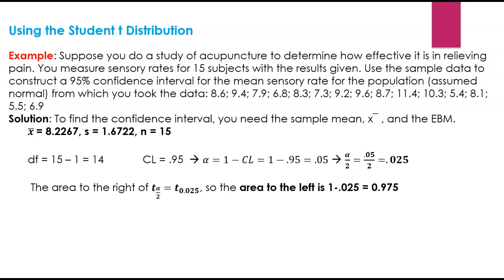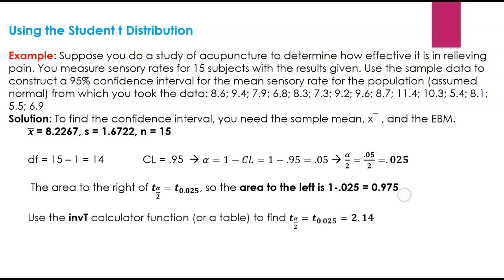Now, if you have a TI-84 calculator, you'll be able to use this directly to calculate using the inverse t function. If you do not have a TI-84 calculator, this is not a function that's on the TI-83, and you'll either have to use an internet resource or look the values up in a t-table, which has actually been included in this week's materials. Use the inverse t calculator function or table to find that t alpha over 2, t 0.025, is 2.14.